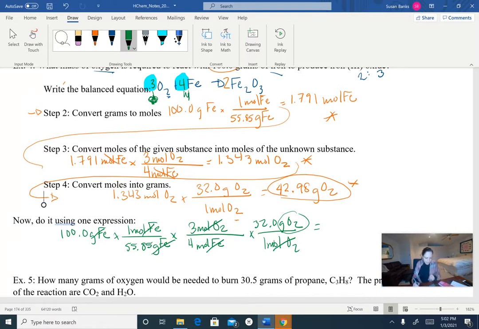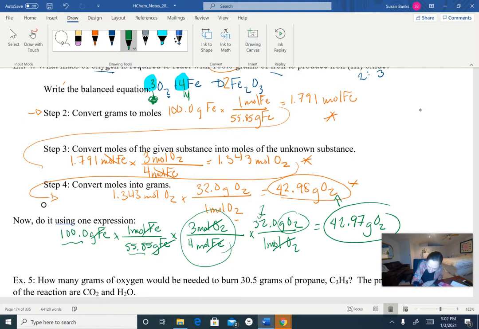That will give me, I've got 4 sig figs here. This is a definition, so it's unlimited, and I've got 4 sig figs right here. So I can do 4 sig figs. So 42.97 grams of oxygen. Notice our answers are a little bit different. This answer up here had a whole lot more rounding. So this answer that we just produced is actually more accurate.